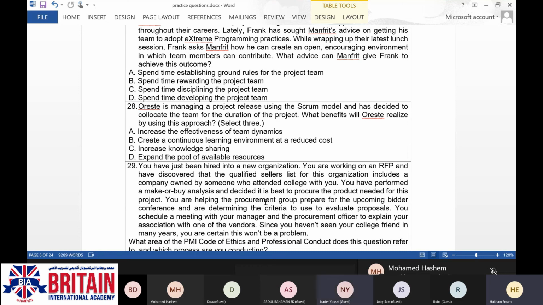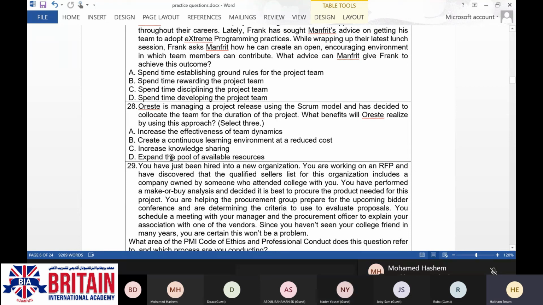Then D is the wrong. So why B is wrong? Because expand the pool of available resources. It is in the same, let's say, they are all together in one place. Is it? Yes, but it's not related to this co-location.